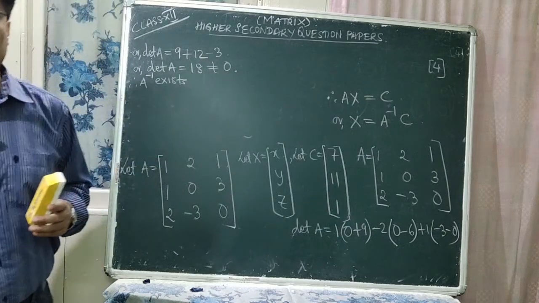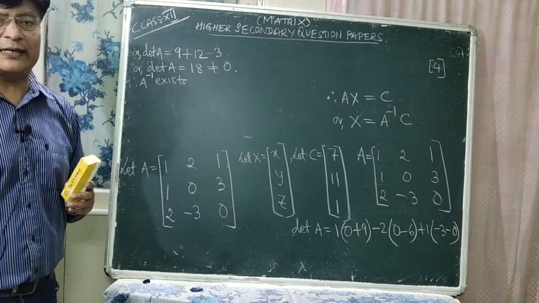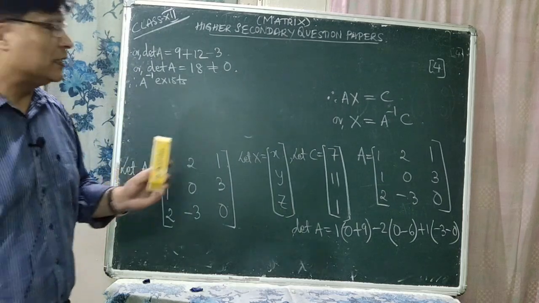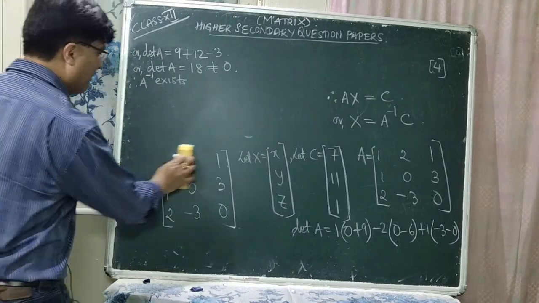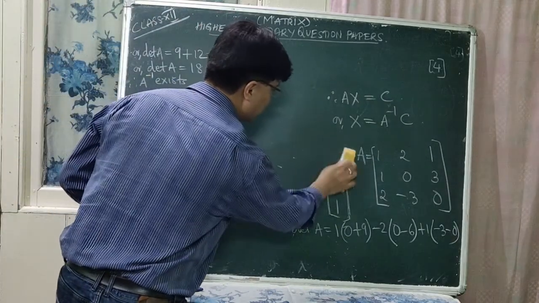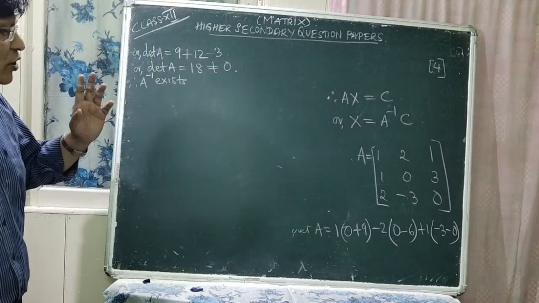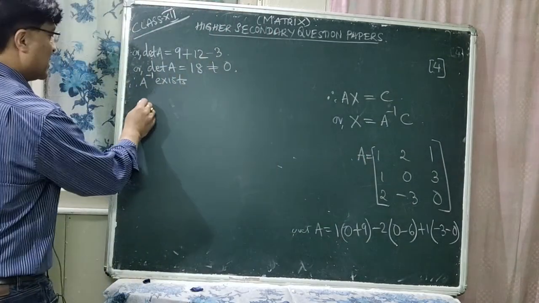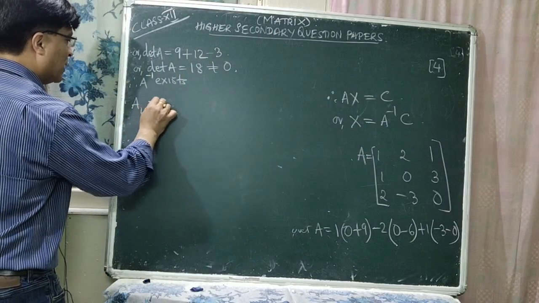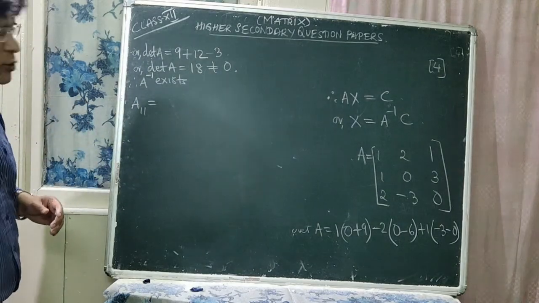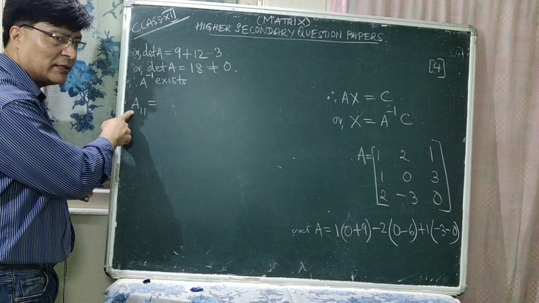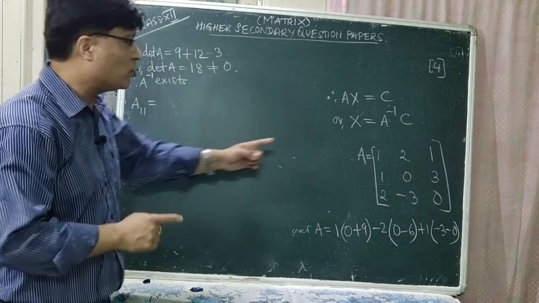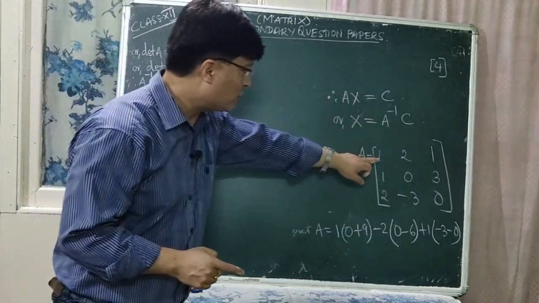Now how can you get the matrix A inverse, that is, the inverse of the matrix A? Now you should find out the cofactors of each element of the matrix A. You know how to get the cofactors of each element of the matrix A. So now this one can be written as capital A11. What is capital A11 actually? This represents the cofactor of the element belonging to the first row and first column. That is 1.